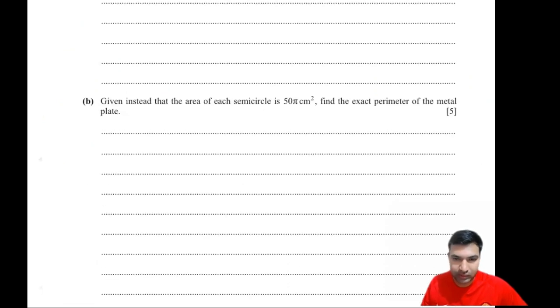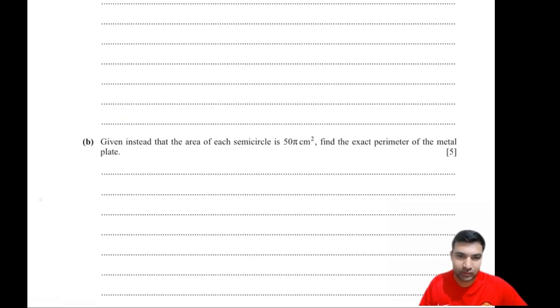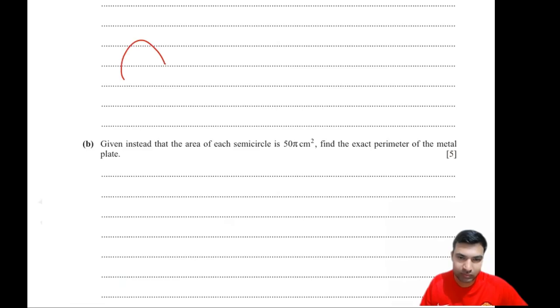Now, the next bit is given instead that the area of each semicircle is this. So let me draw the semicircle over here. It's something like this, a rough sketch. That's theta, that's 20, that's 20. And then one more semicircle was here. So I'm drawing a rough sketch. This was also theta, this is also 20. So the area of this is given to us.